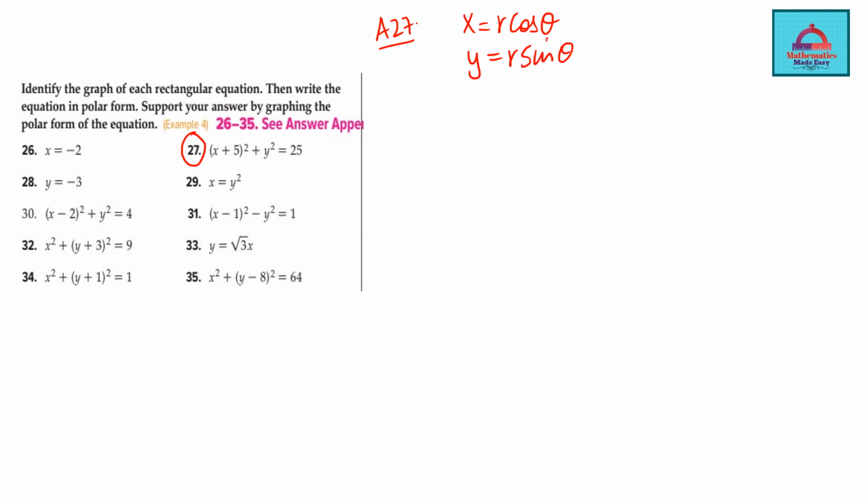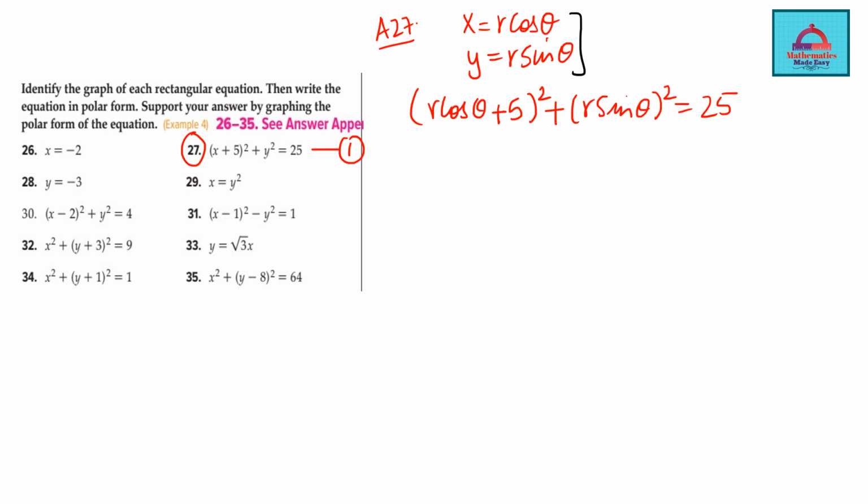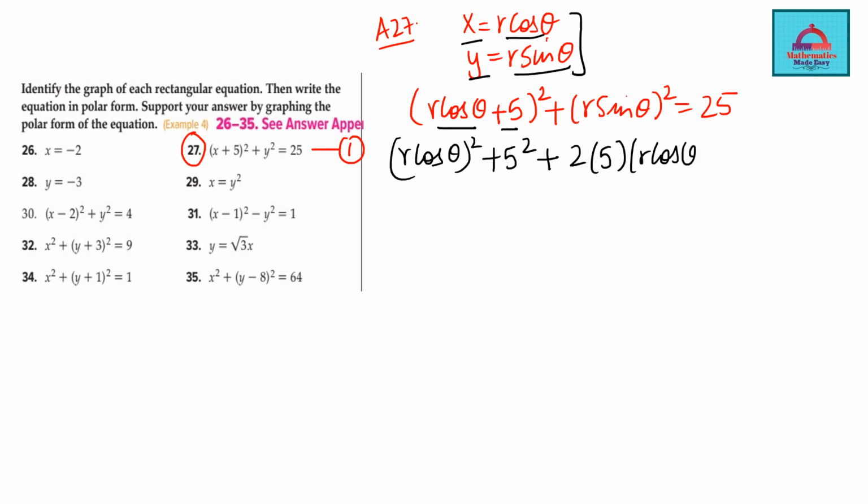This is the conversion I'm going to be using for the circle. So (r cos theta plus 5) whole square plus (r sine theta) whole square is 25. What I have done in this first equation, I have just substituted these values. In place of x, I have put r cos theta. In place of y, I have put r sine theta. So let's just open up. This is (a plus b) whole square. So (r cos theta) whole square plus 5 square plus 2 times 5 times r cos theta. This is (r sine theta) whole square. So r square sine square theta is 25.